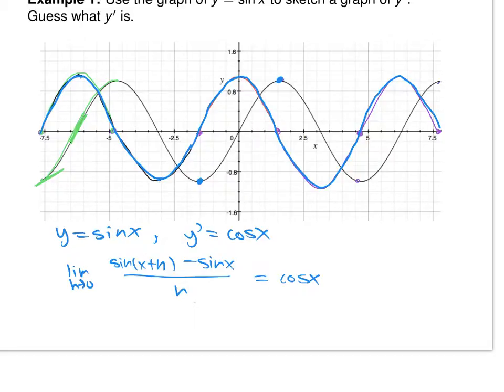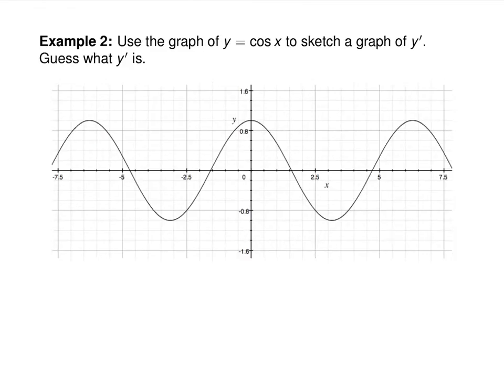So the derivative of sine is cosine. That's a formula you're gonna have to remember. The picture is one reason to believe that it's true. And that was, I think, a homework question I gave you, right? Yeah. Okay, so let's do the same thing with cosine.